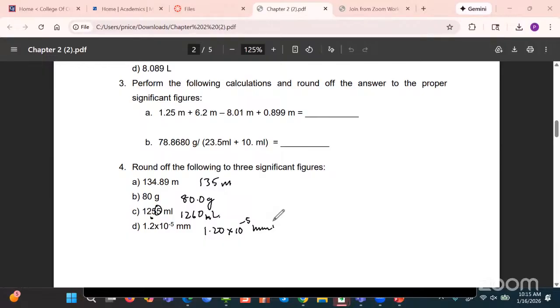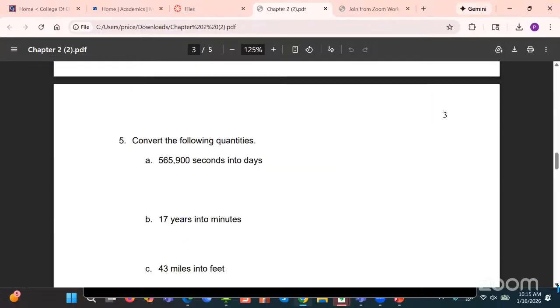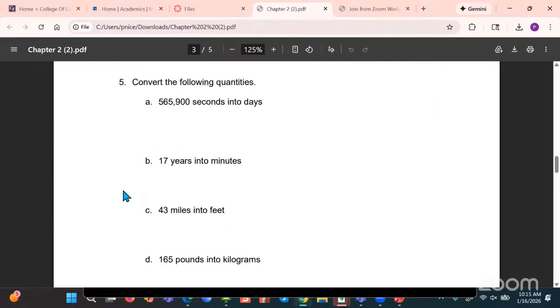All right? Any questions? All right, let me clear this and move on to the next question. Okay, so now we're going to get into conversions, right? Converting from one unit to another. So you're going to see some of what we just discussed earlier come into play when it comes to doing questions like these.